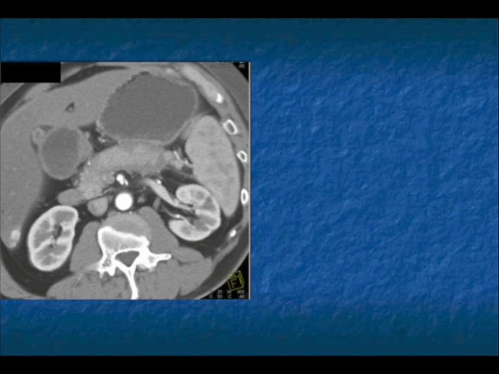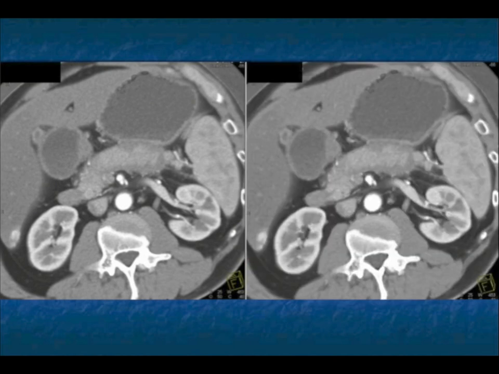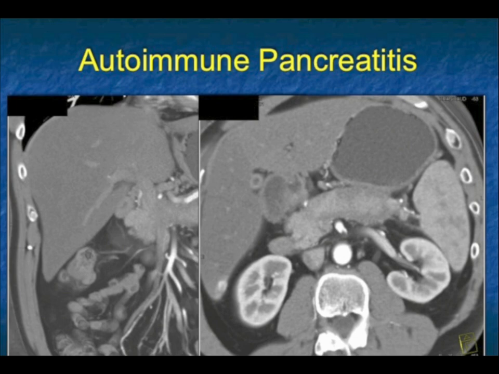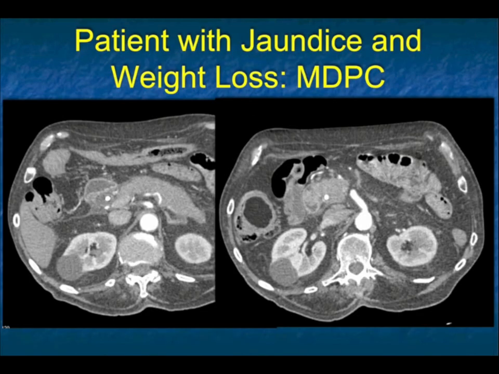Another example, again, felt to be pancreatic cancer. Cigar-shaped appearance, I'm showing you nicely. The sausage-shaped appearance, very classic. This is the poster child for autoimmune pancreatitis.